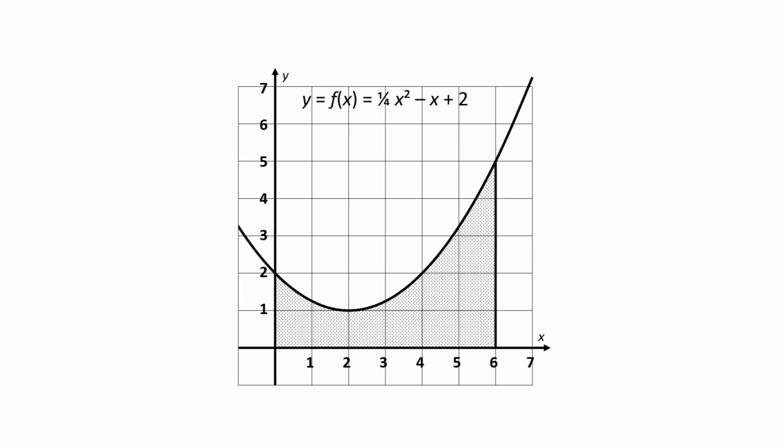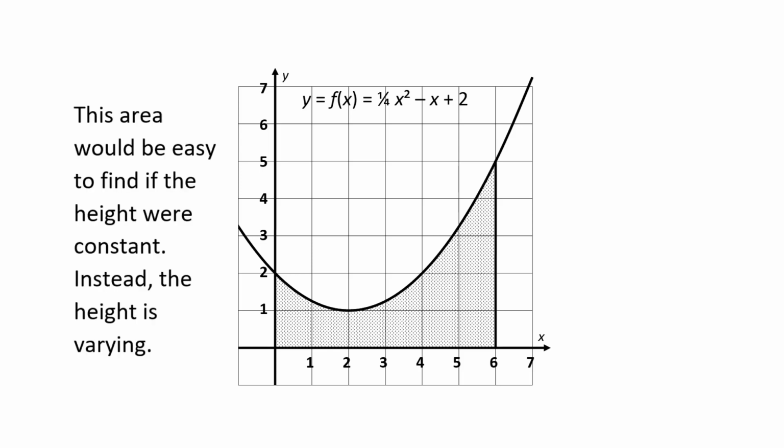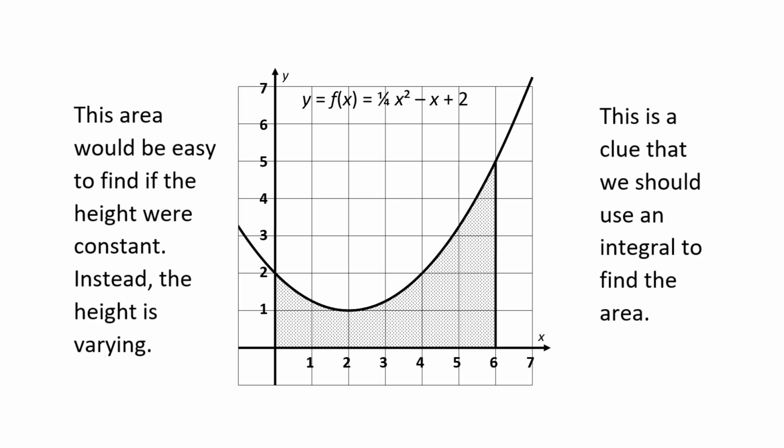The shaded region is more complicated than a rectangle because the height is not constant. It is shorter on the left and taller on the right. If only the height were constant, then the area would be very simple to find. The problem is more complicated because the height is varying, is changing. That is an indication that integration could be helpful here.